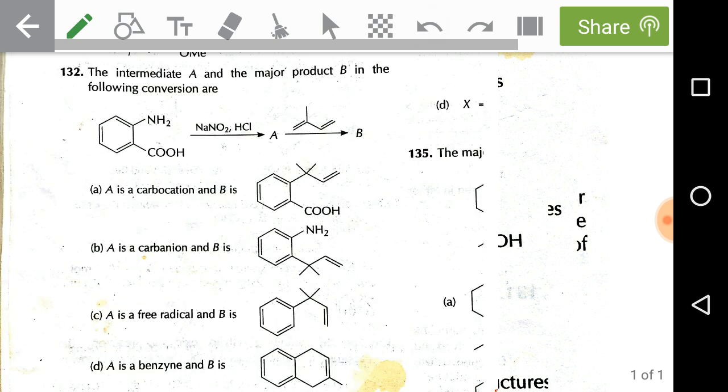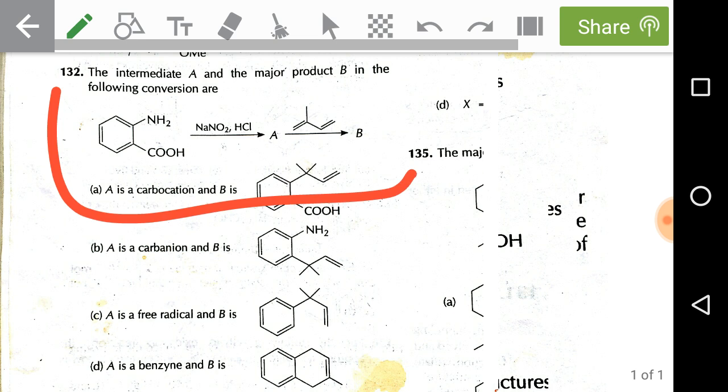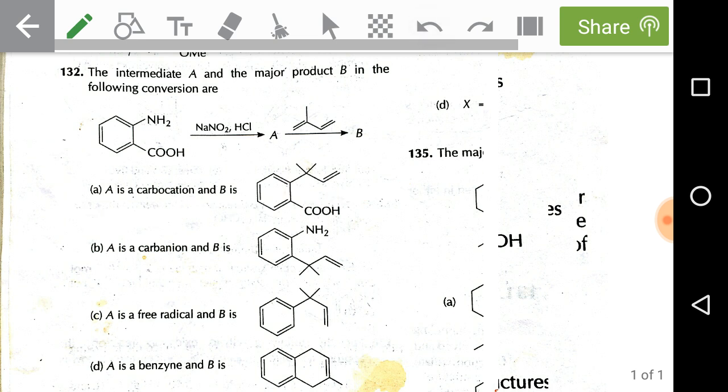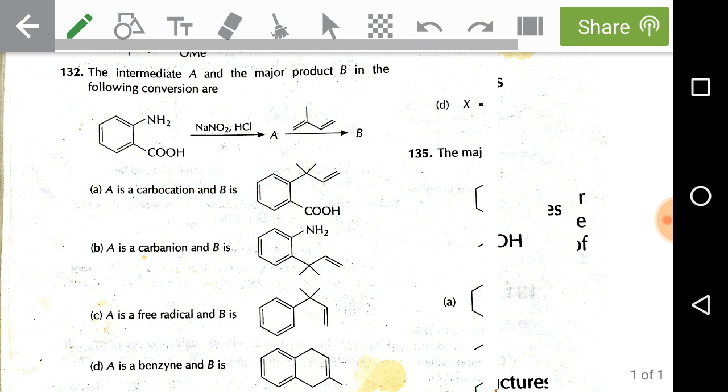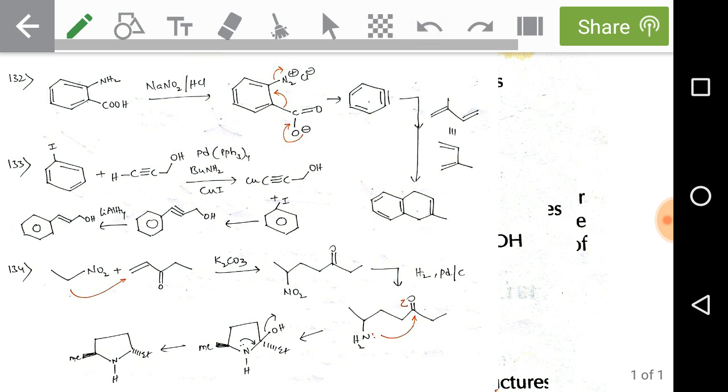And next question, the intermediate A and major product B in the following conversion is. So 132 question here. Just observe, we need to find A and B here. So simply whenever NH2 functional group is reacting with NaNO2 HCl, it produces N2 plus Cl minus, and just follow the arrows here. Elimination of carbon dioxide takes place. At the same time, stable leaving group N2 also is eliminated, and here is a formation of benzyne intermediate.